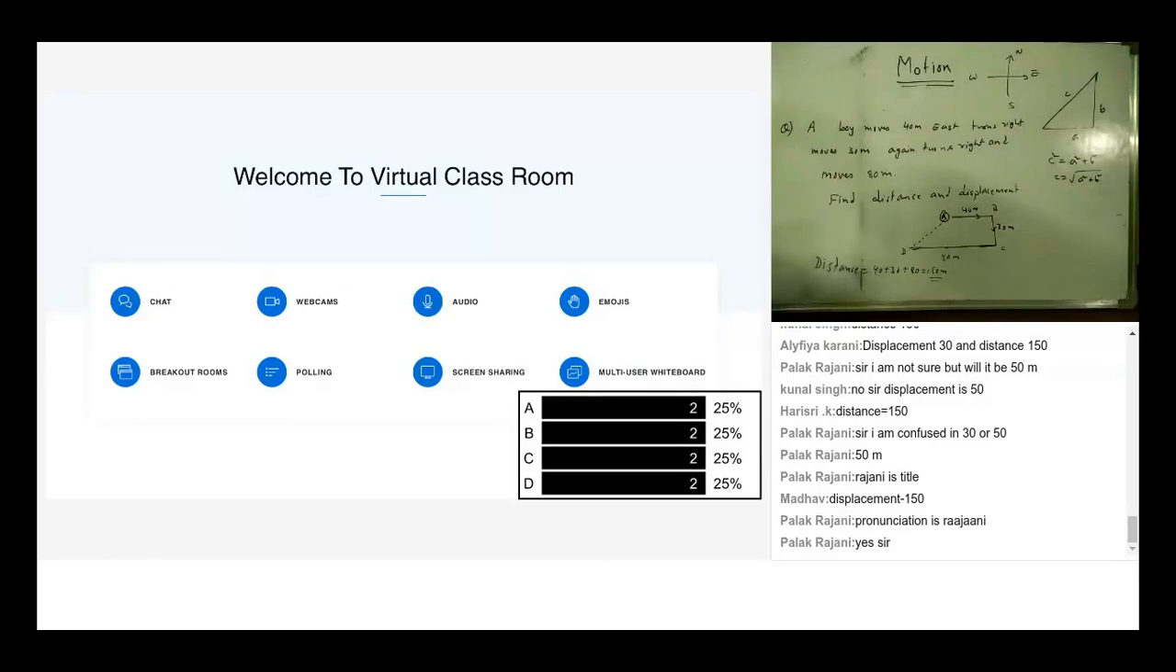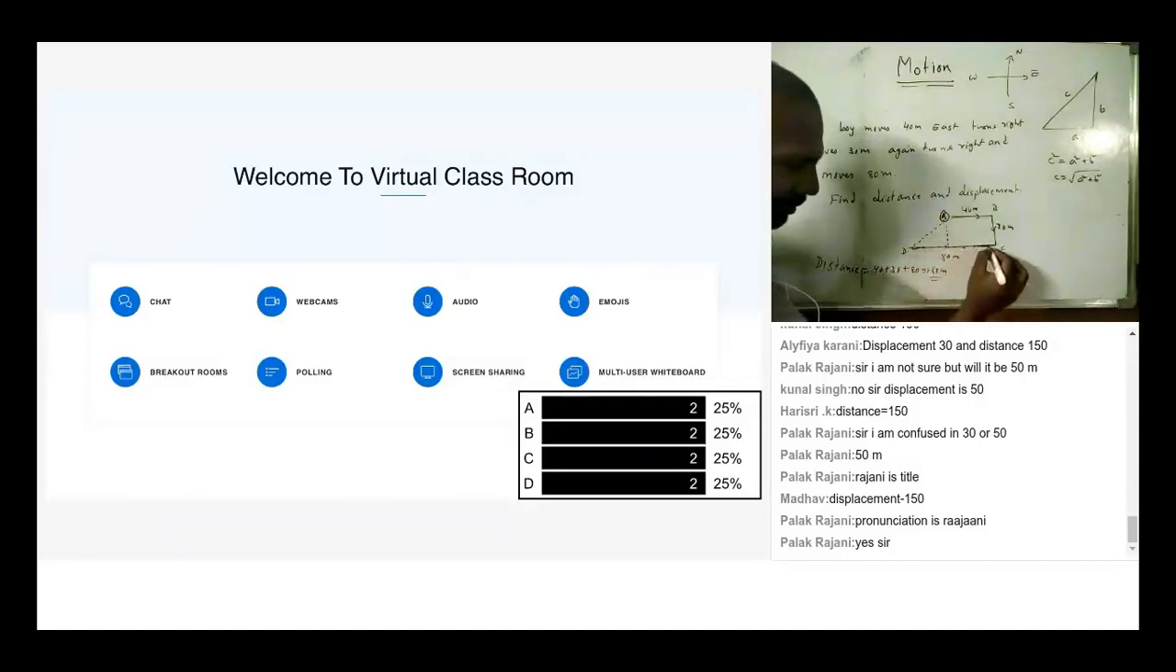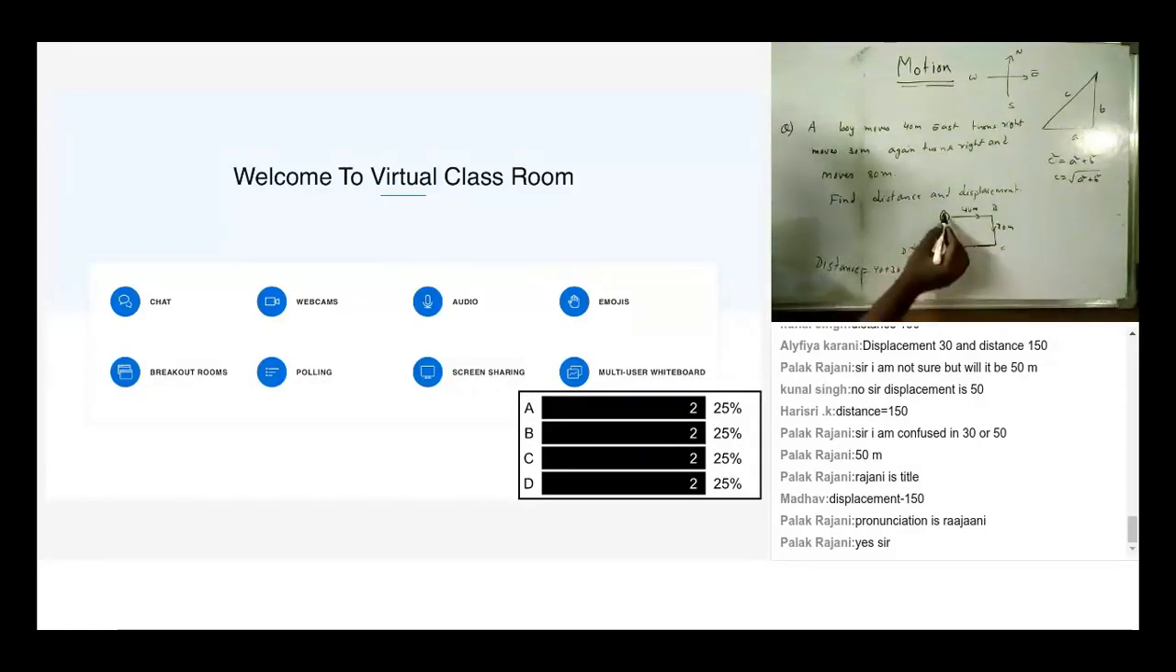Exactly, correct. Now, if I drop a line here, this is 30, this forms a rectangle. So this will be how much? 30 meters. And this will be how much? 40 meters. Total is 80, out of which this is 40. So how much will this be? This is 40. So this would be equal to under root of 40 square plus 30 square, which is equal to 50 meters. So displacement is 50 meters. I hope it is clear.